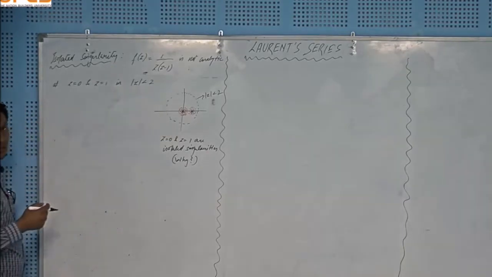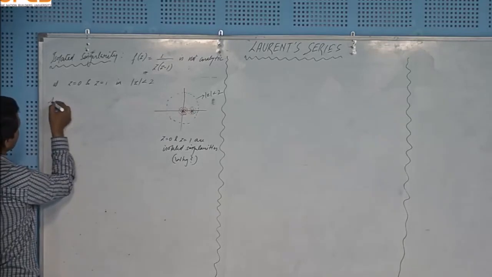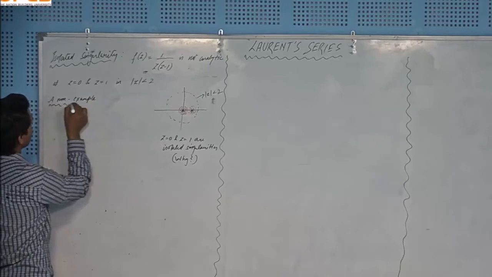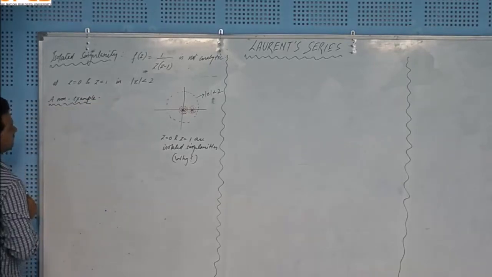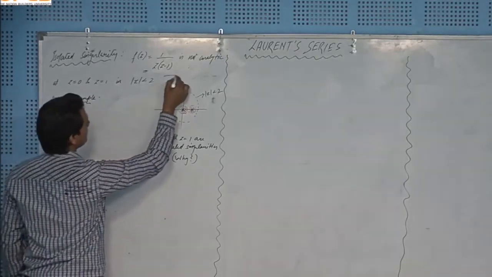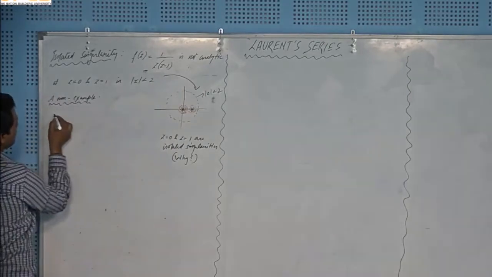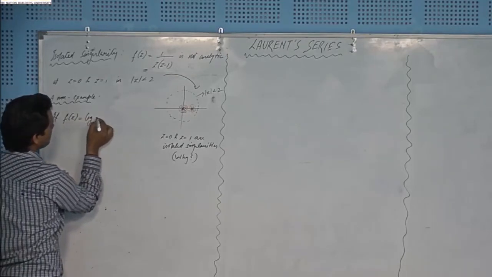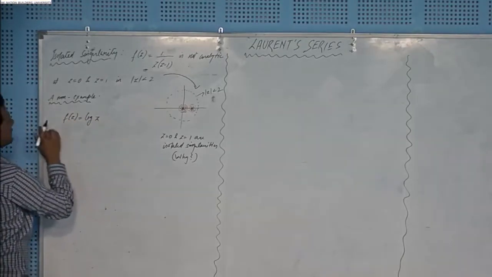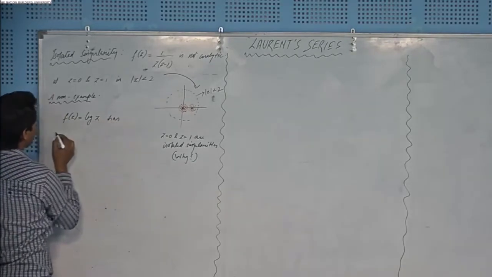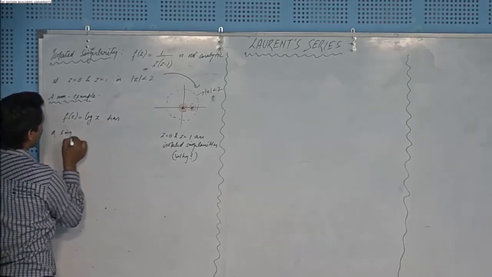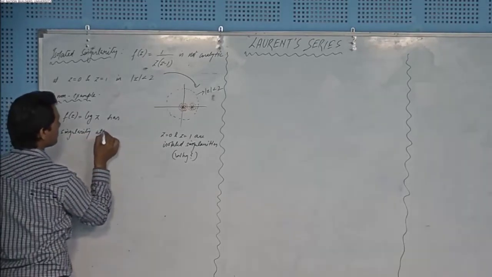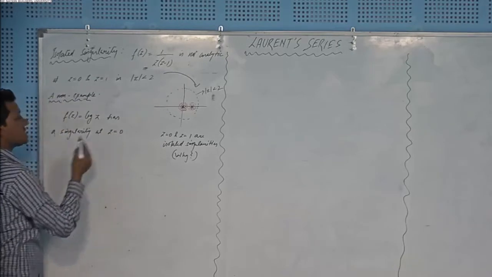Now this is a supporting example of isolated singularity. Now I will take a non-example. And this is an example, fine. The non-example is this: if f(z) equal to log z has a singularity at z equal to 0. This function has a singularity at z equal to 0.